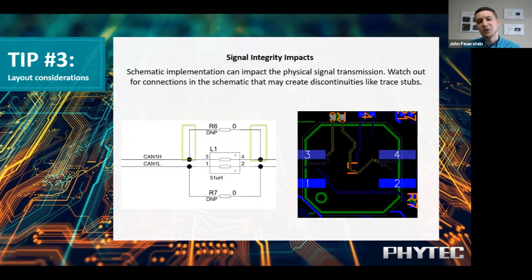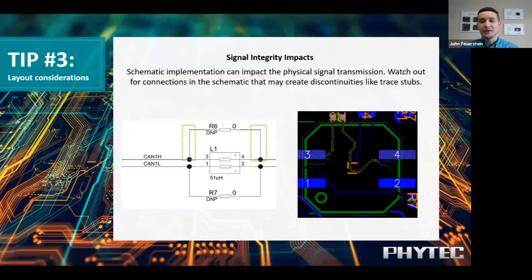Seems like a good idea, simple enough, not a big deal to add these resistors in the schematic. But as you see on the right, when we get to layout and the layouter places these resistors, you can see those highlighted extra traces branching away from the main signal path. These are stubs, and those create impedance changes on the signal trace, and those can possibly cause reflections, which lead to signal integrity problems.